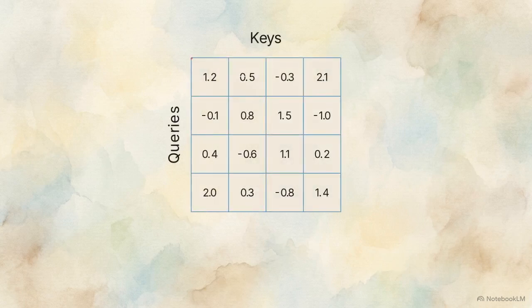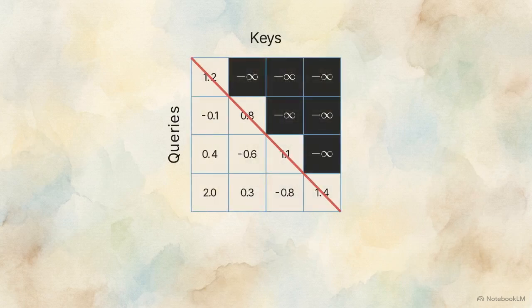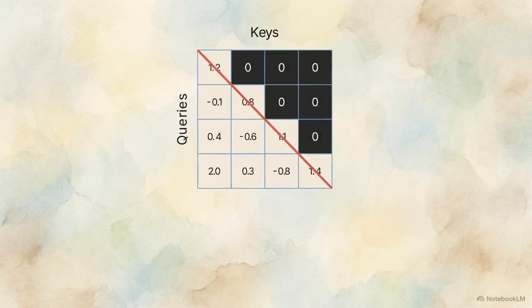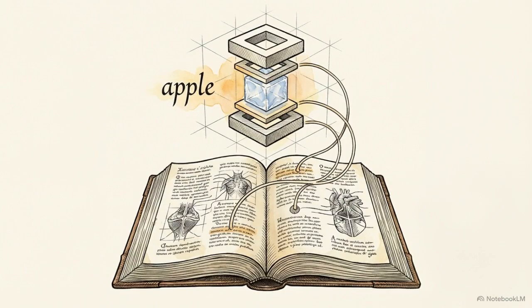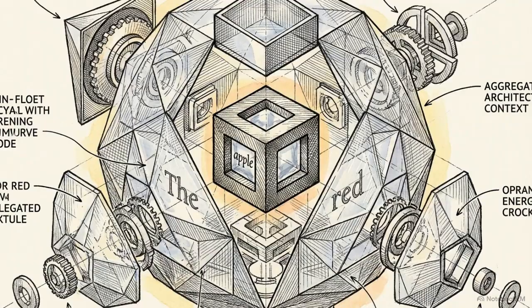Causal masking applies a lower triangular matrix of negative infinity to the attention scores. This zeroes out future tokens, ensuring information only flows from the past to the present. Through self-attention, the apple vector abandons its isolated dictionary definition. It has aggregated its surroundings, becoming a specific, context-aware geometric entity.